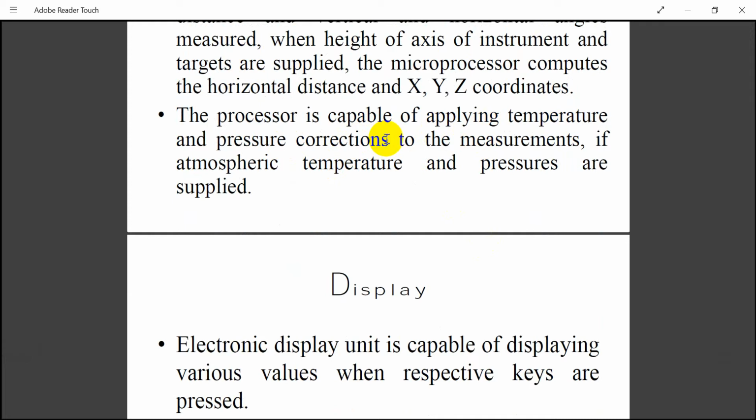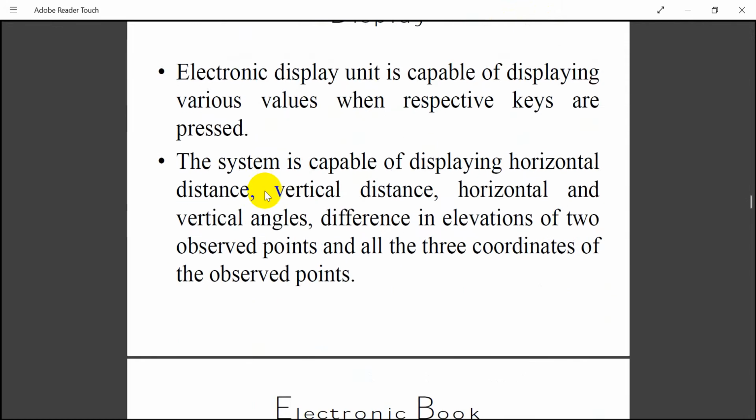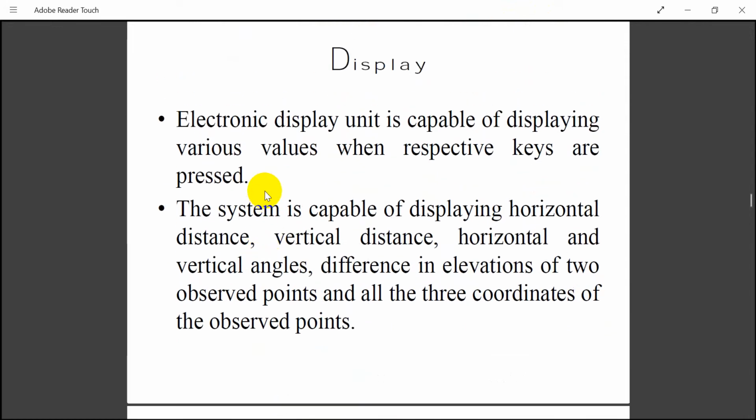Okay, it automatically corrects that when the atmospheric temperature and pressure are supplied. We supply the atmospheric temperature and pressure, and it automatically rectifies its mistakes. Another big factor in this total station equipment is the display. Electronic display units are capable of displaying various values when the respective keys are pressed.